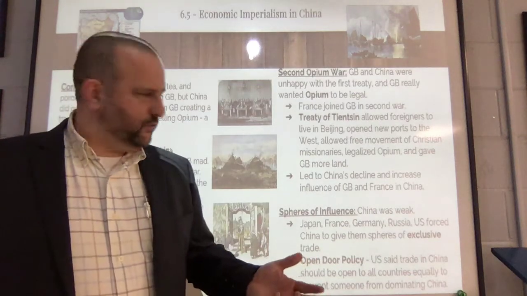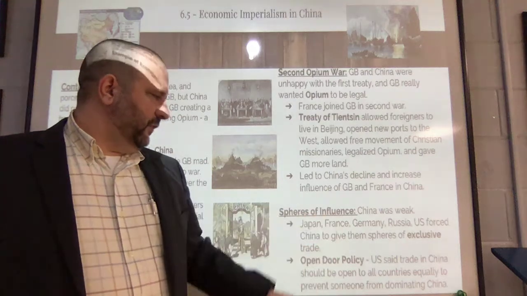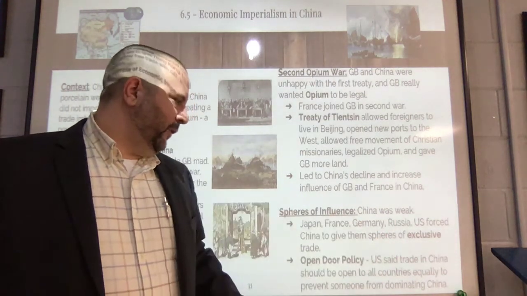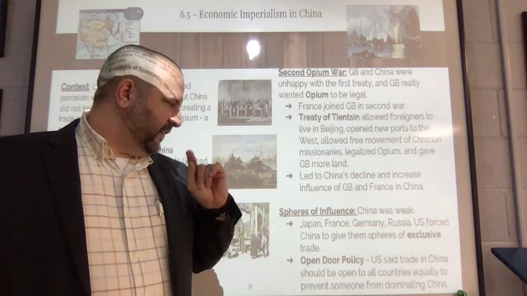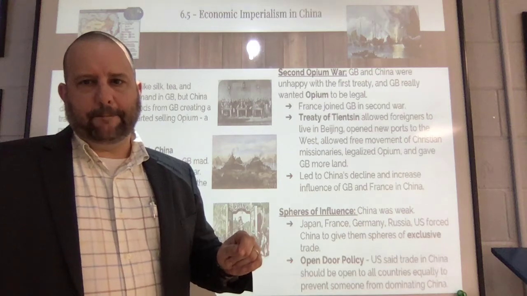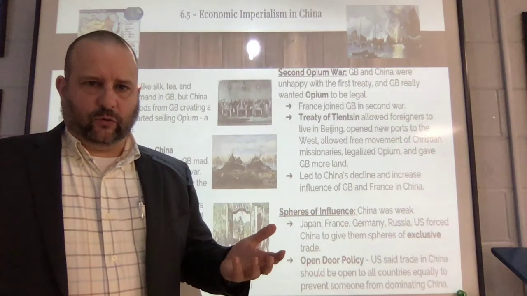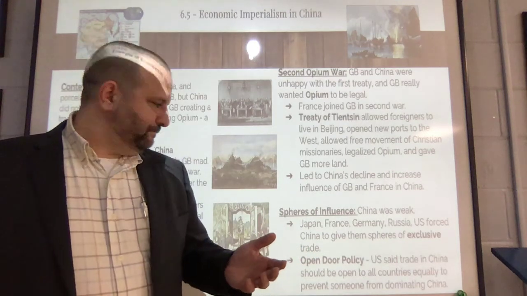And I think we've talked about this before. It's one of the forms of imperialism. A sphere of influence. Because China is weak, Japan, France, Germany, Russia, and the US forced China to give them spheres of exclusive trade, okay? And what that means is that they now control the economic future of China at that time.